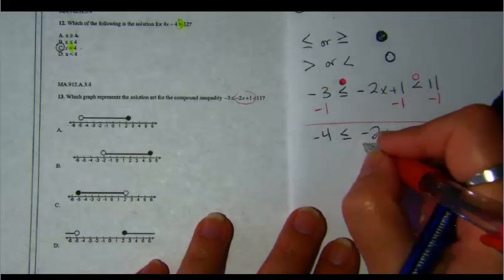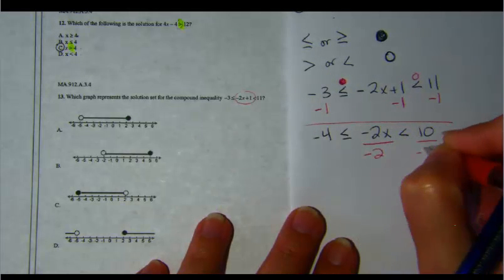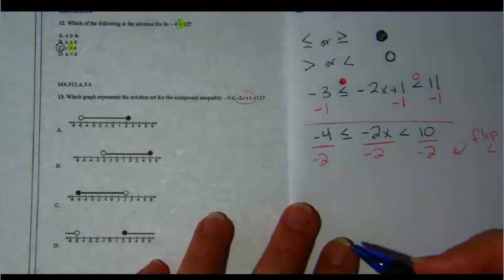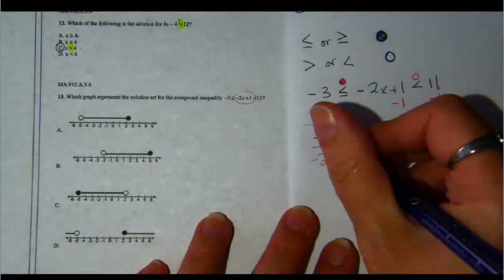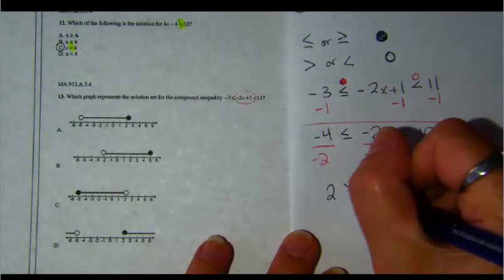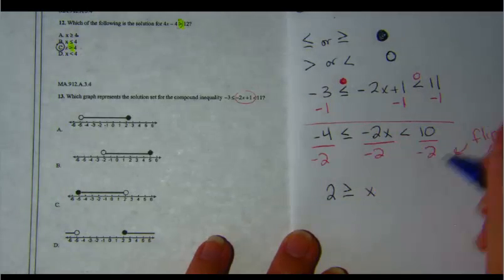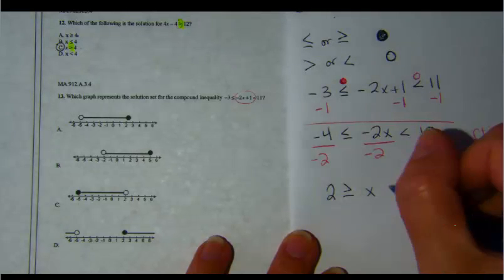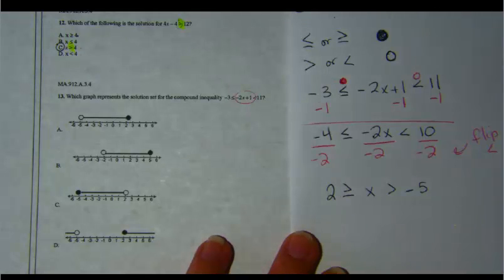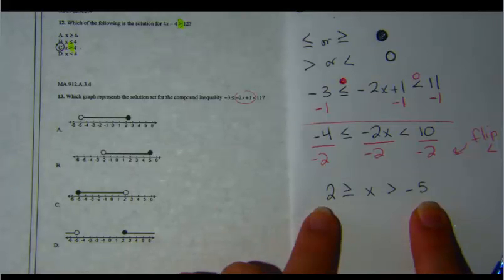Then I have to get rid of this negative 2, so I'm dividing everything by negative 2, and I'm dividing by negative, which means I need to flip my inequalities. So negative 4 divided by negative 2 becomes positive 2. I have to flip this. That's x. I have to flip that, and then 10 divided by negative 2 is negative 5. So I'm going to be between negative 5 and 2.